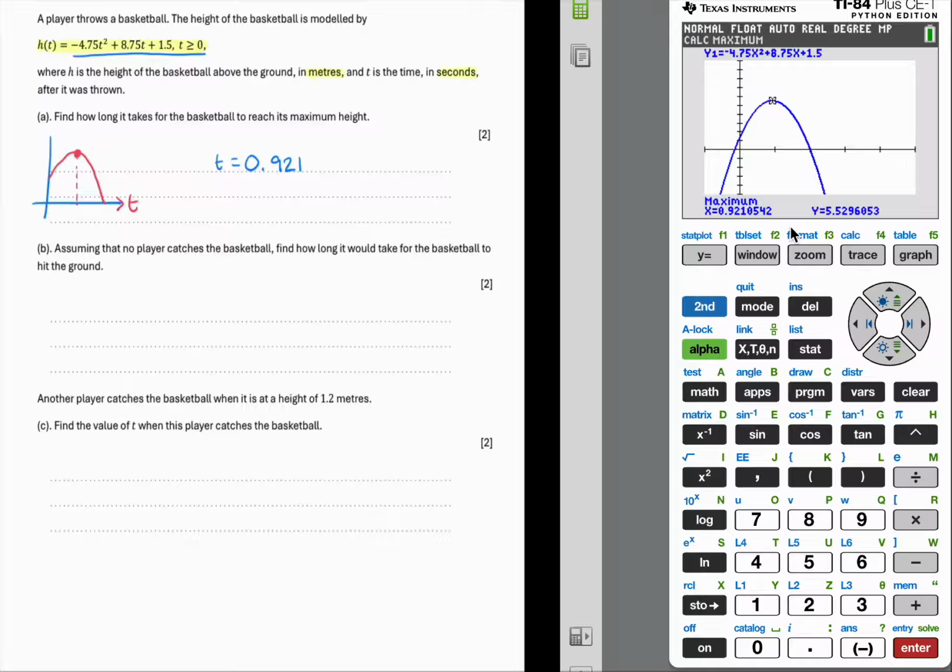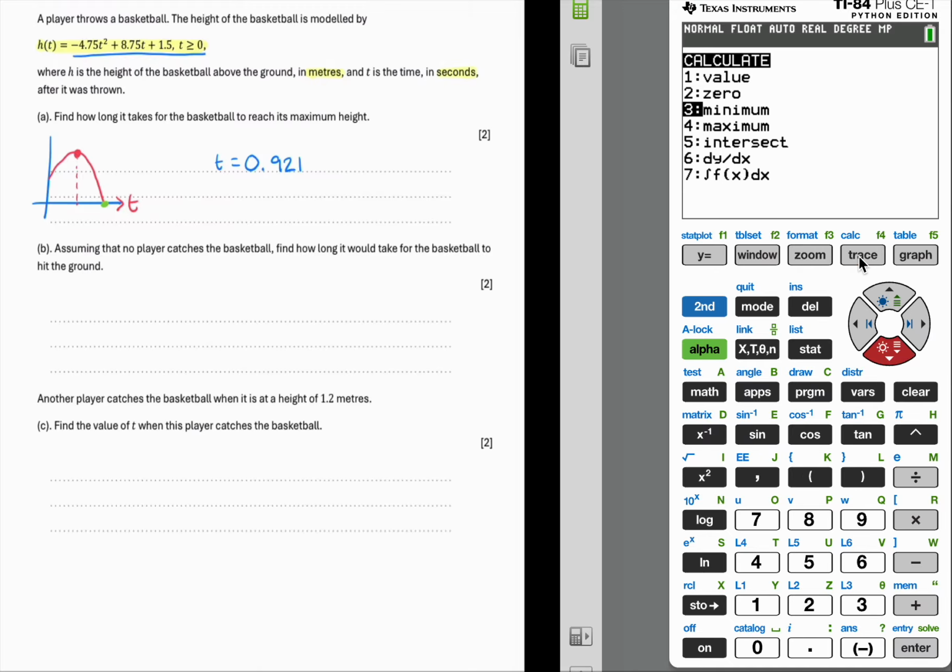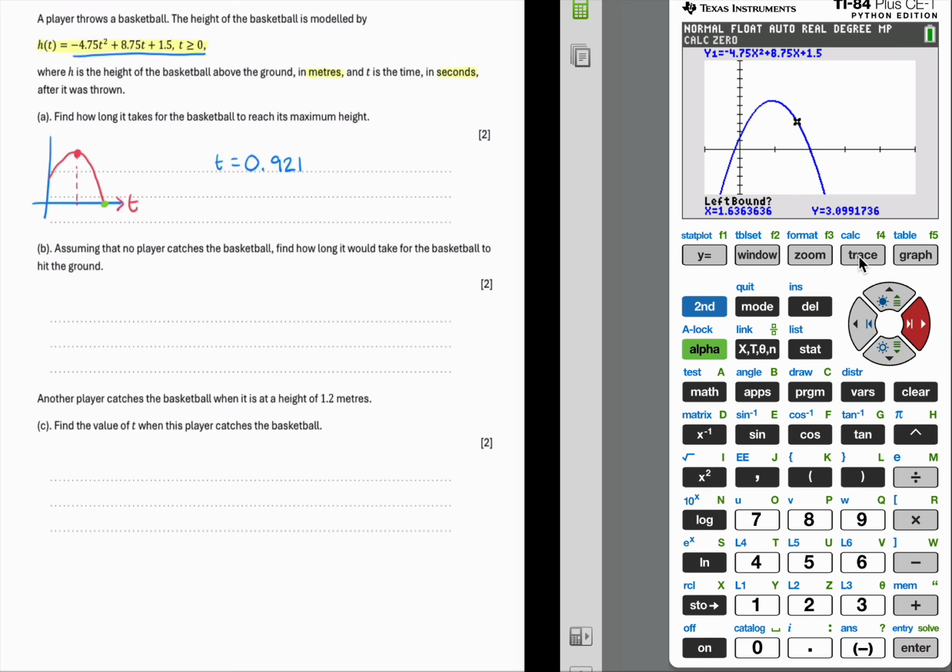So the next part is assuming that no player catches the basketball, find out how long it would take the basketball to hit the ground. So for this question, essentially we're asked to find out the t value there when it crosses the axis, so this point here. So we're now going to go to second function trace, and we're going to find our 0. So once to the left, once to the right, and we can see that that is at 2. So when t equals 2 seconds, that's when the ball hits the ground.